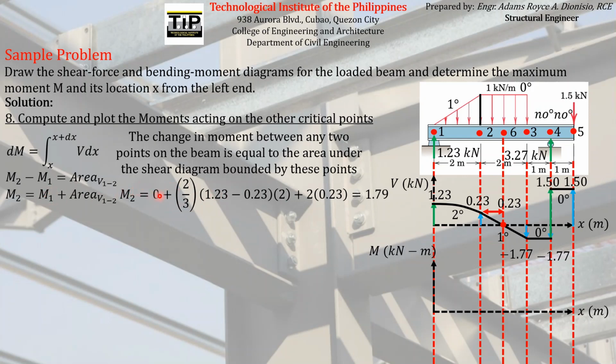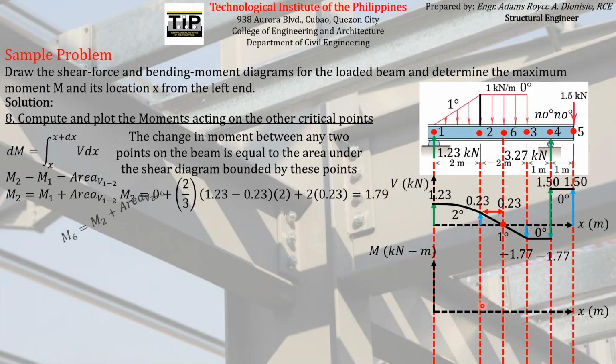So bending moment at point 1 is equal to 0. We already found that out before. And then the area under the parabola, minus we already subtracted the rectangular area here. The area under the parabola is just equal to 2/3 of the base, which is 2 meters, times the height, which is the difference between the shear forces at point 1 and point 2, plus the area of the rectangular portion, which has a dimension of 0.3 by 2 meters. So simplifying that, we can see that the bending moment at point 2 is just equal to positive 1.79.